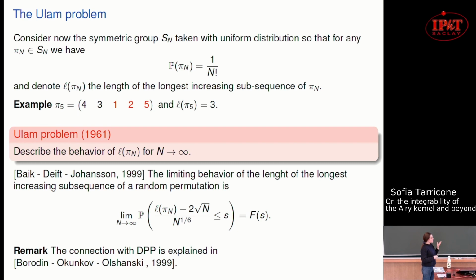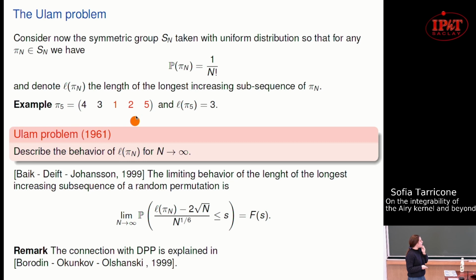So consider now the symmetric group of dimension n, and you put on it the uniform distribution, so that every permutation appears with probability 1 over n factorial. Now, one of the quantities of interest in this random model, which again depends on the dimension n, was the length of the longest increasing subsequence of your random permutation. What is that? Simply, say you have a permutation here, this P5, for n equal 5. You look for the increasing subsequences of this permutation, and you want to measure the behavior of the length of the longest increasing subsequence that you have.